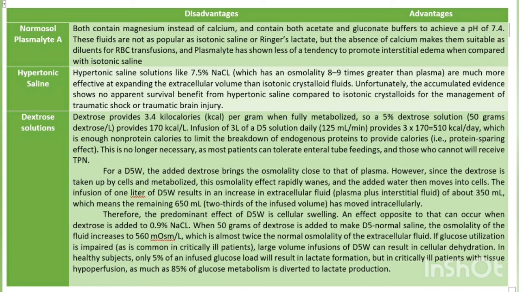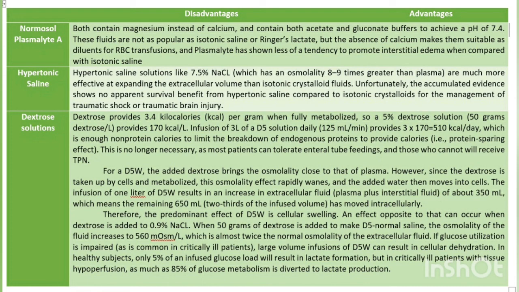The infusion of 1 liter of D5W results in an increase in extracellular fluid of about 350 ml, which means the remaining 650 ml has moved intracellularly. Therefore, the predominant effect of D5W is cellular swelling. An effect opposite to that can occur when dextrose is added to 0.9% sodium chloride to make DNS.